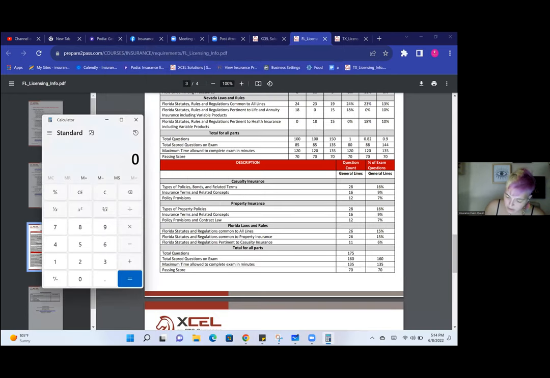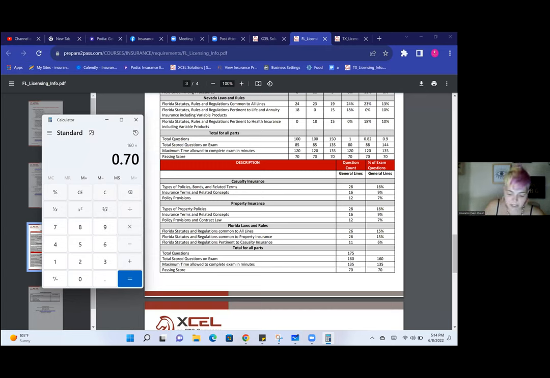Okay, so you're doing 175 questions, but only 160 are scored. So of 160, and this is how you find out what is the 70%, you take the number of questions you're going to be scored on, and then you multiply it times 0.7. You can add a zero in there for 70% if that helps you feel better, but you're basically finding, if I'm taking 160 questions, how many is 70%? And that's how you do it.